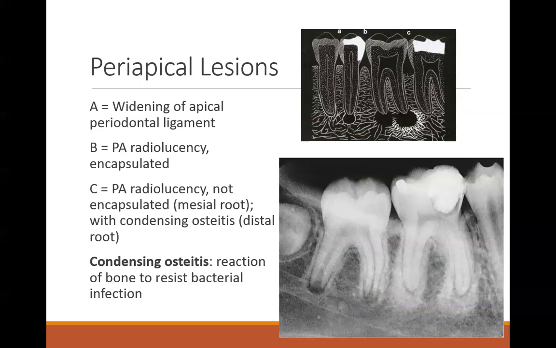So here you can see from A to B to C and D. A is just a widening of the PDL, or the periodontal ligament. B is starting to see a periapical radiolucency. C is the periapical radiolucency not encapsulated by bone. And then D, finally, you have this periapical radiolucency, but it's encapsulated with some dense bone.